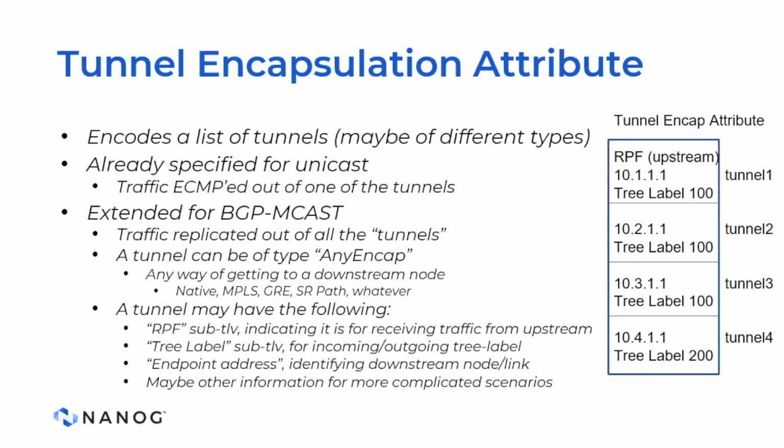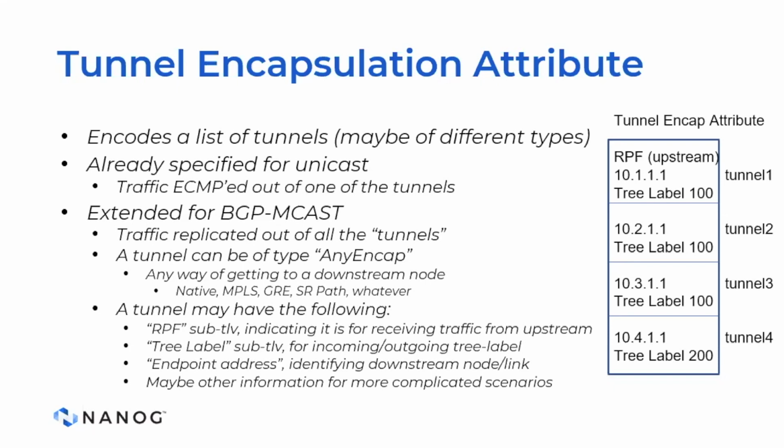Now, a tunnel in that TEA could have sub-TLVs to encode more information. For example, you could have an RPF sub-TLV indicating that this particular tunnel is for receiving traffic from upstream. You could have a tree label, a tree state sub-TLV to specify the incoming or outgoing label, tree label. You could have an endpoint address that identifies the downstream node or link.